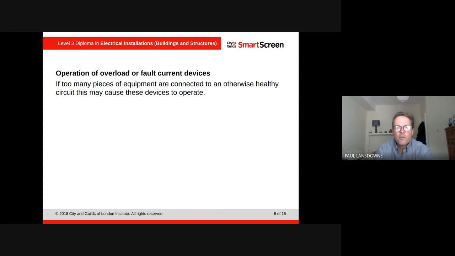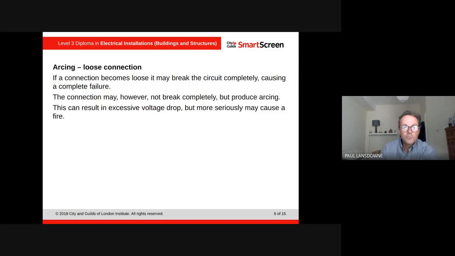But the circuit itself is healthy. So that is quite an easy one. Now, arcing, loss of connection. If a connection becomes loose, it may break the circuit completely, causing a complete failure. The connection, however, may not break completely, but produce an arcing. This may result in excessive fault drop, but more seriously may cause a fire.